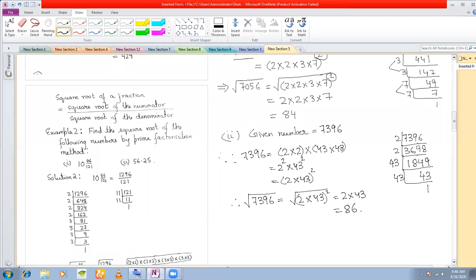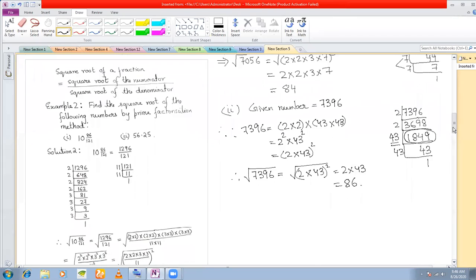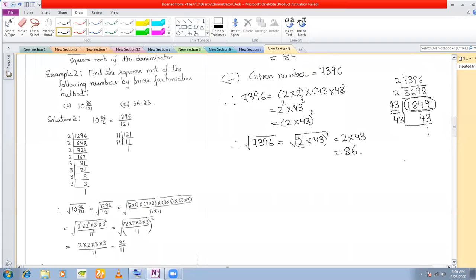Now see, here I have written that this is divisible by 43. Can anyone tell me whether there is any particular way of finding the factor of 1849? There is guesswork that you can do. It's actually not entirely a guesswork; it's a calculated guess.